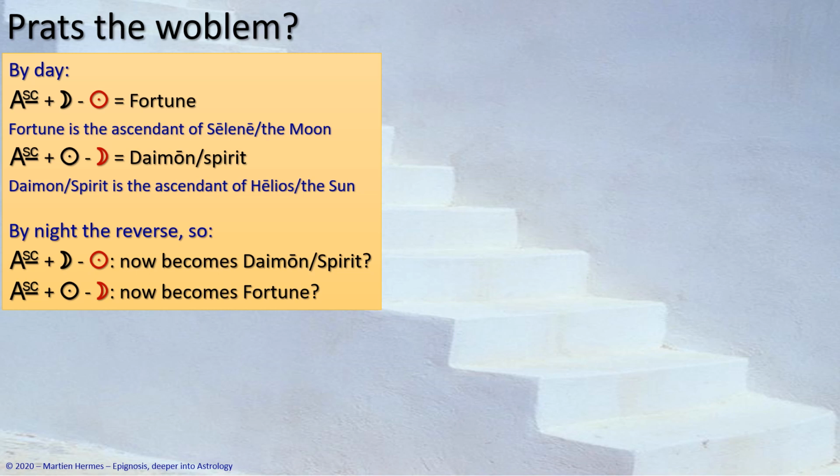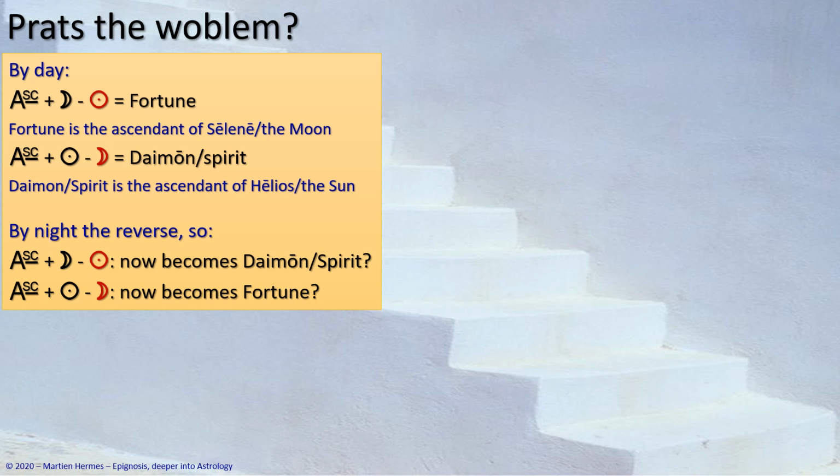So fortune is the ascendant plus the moon minus the sun, and daimon spirit is the ascendant plus the sun minus the moon. And Paul of Alexandria called these two lots: fortune, he called the ascendant of Selene the moon, and he called daimon spirit the ascendant of Helios the sun. Now when you reverse this formula, it's quite difficult to understand what is happening here, and I have had a lot of discussion with modern astrologers trying to explain what happens when you reverse the formula, and they were always quite confused by the mathematical procedure of doing that.